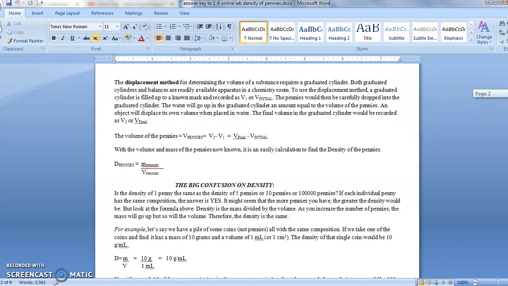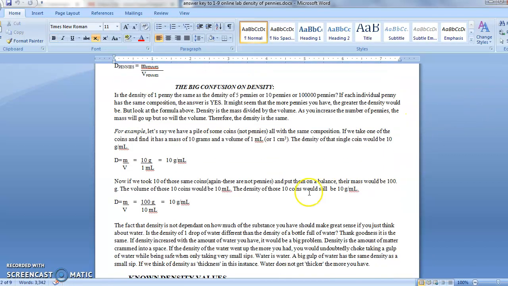One thing that this lab intended to prove is, does density matter, or is density impacted by the amount of the substance you're determining the density of? In other words, does density change if you're measuring more of the stuff? Is density less if you are measuring less of the stuff?